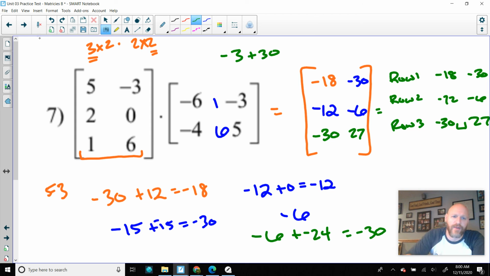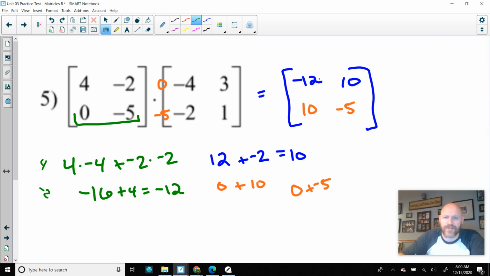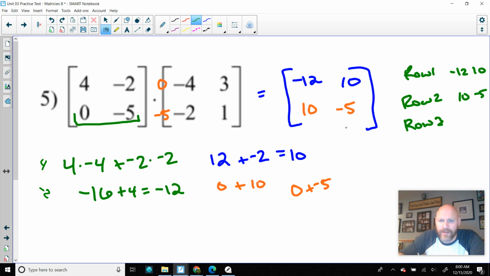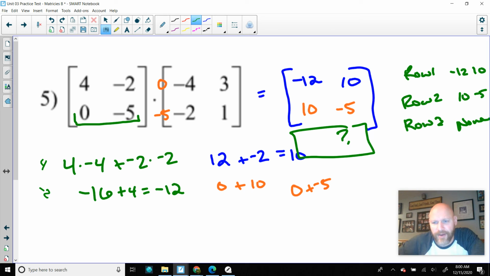If for some reason, like if we go back to number 5, the answer is a 2 by 2 matrix. Now I ask you for row 1, and the answer is negative 12, 10. I ask you for row 2, and the answer is a 10 and a negative 5. And then I ask you for row 3, but there is no row 3. Like it's not there, right? So you just say none. No big deal there. And you might run into a couple of those problems.